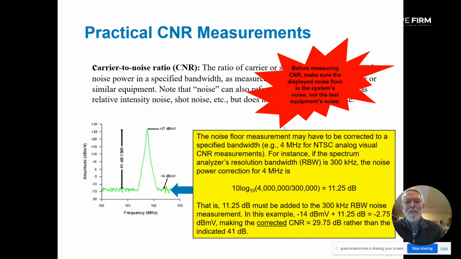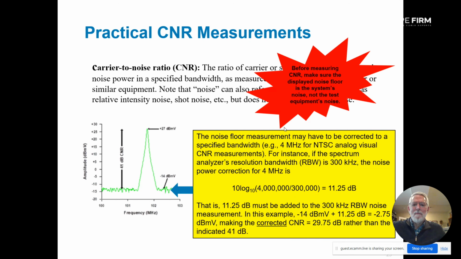And that takes me to the next part of this. Before you measure the CNR, make sure that the displayed noise floor on your spectrum analyzer is the cable system's noise floor, not the test equipment noise floor. How do you do that? Temporarily disconnect the RF input from the spectrum analyzer and watch the noise floor. If the noise floor doesn't move, you're looking at test equipment noise. That's not the system noise. So you're going to get a bogus CNR measurement. You want that noise floor to drop at least 10 dB.